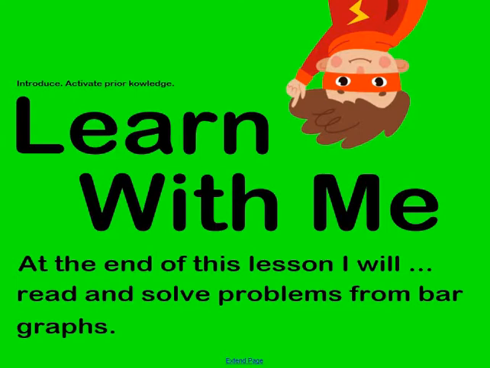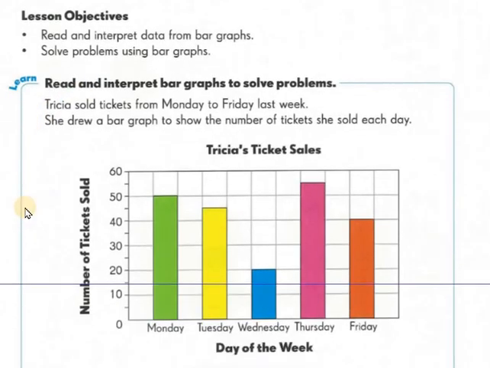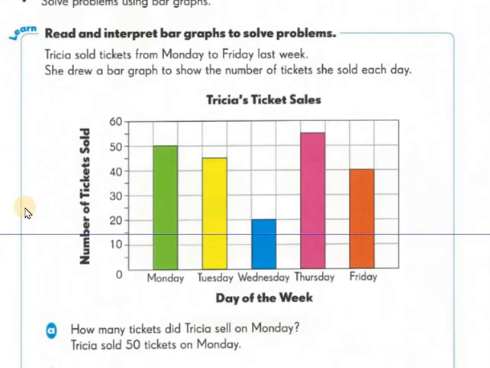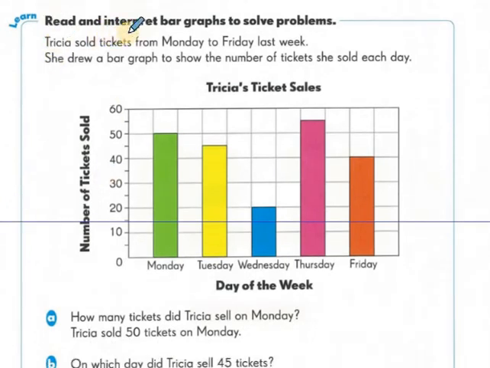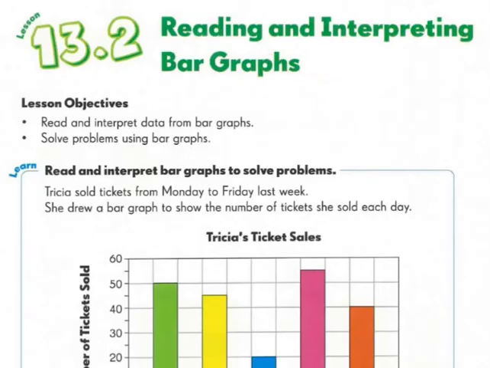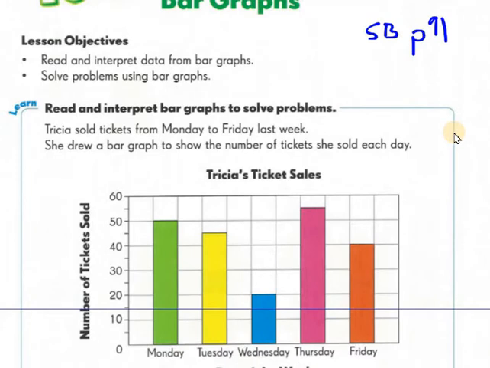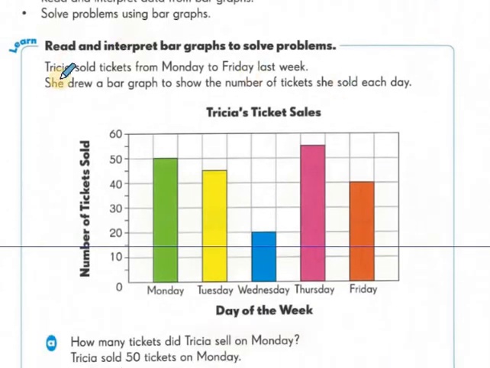All right, here is the lesson. So we want to be able to read and interpret bar graphs and solve problems. Tricia sold tickets from Monday to Friday last week. She drew a bar graph to show the number of tickets she sold each day. Okay, I'm in the student book on page 91. So this is the student book, page 91, if you want that reference. Okay, so Tricia sold tickets from Monday to Friday last week. She drew a bar graph to show the number of tickets she sold each day.